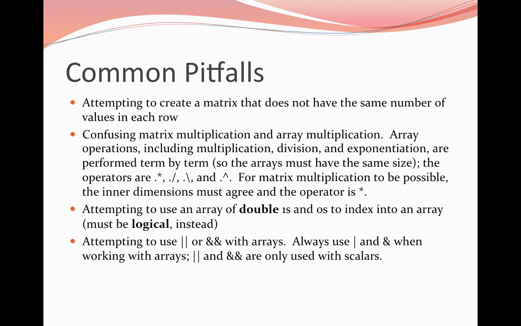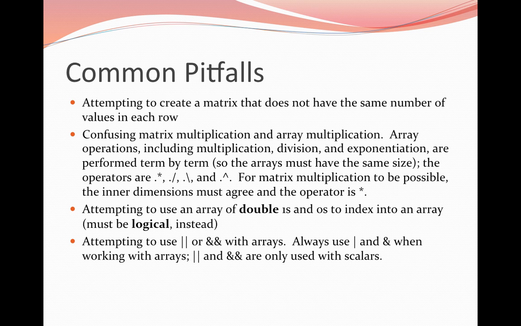For matrix multiplication to be possible, the inner dimensions have to agree, and the operator is just the asterisk. So again, for array multiplication, the arrays, meaning vectors or matrices, have to have the same dimensions, and that means just multiplying corresponding elements, and that's the dot star or asterisks. For matrix multiplication, in order to be able to multiply the two matrices, the inner dimensions have to be the same, and the operator is just the multiplication operator for matrix multiplication.